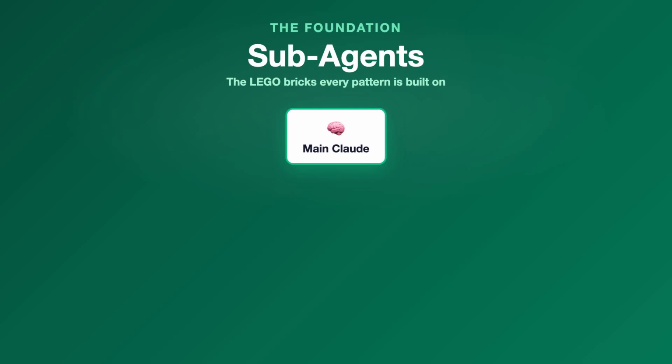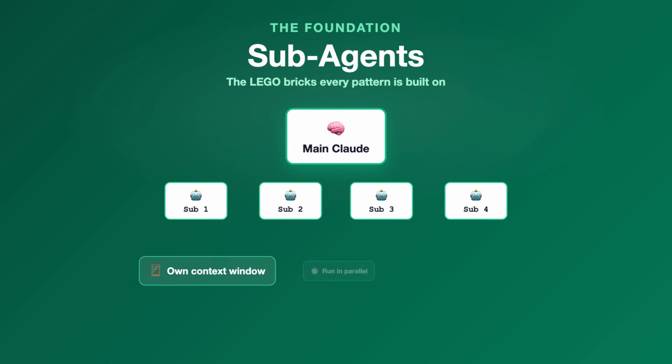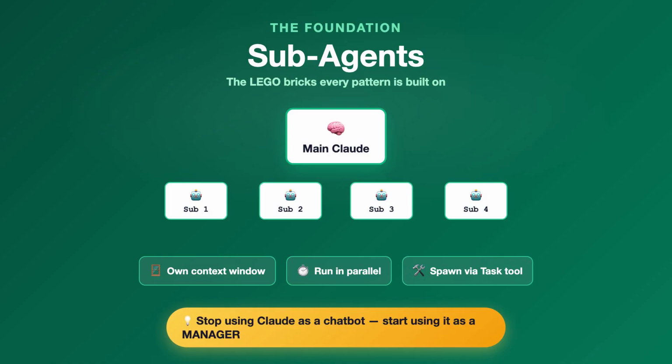Sub-agents. Claude Code can spawn other Claudes. Each one runs in its own context window. Each one has its own conversation history. They run in parallel. You invoke them with the task tool, /agents, or built-in patterns. Why does this matter? Because every single one of the 5 patterns we're about to cover is built on top of subagents. They're the Lego bricks. The patterns are how you assemble them. Once you understand subagents, you stop using Claude Code as a chatbot and you start using it as a manager.